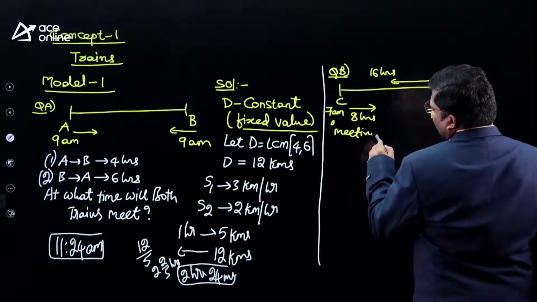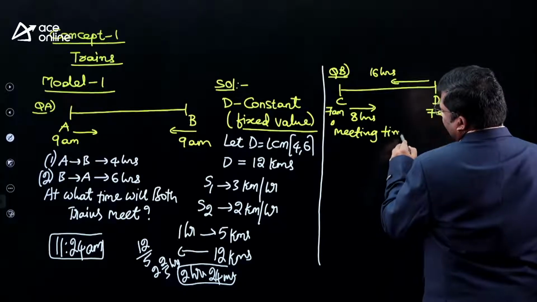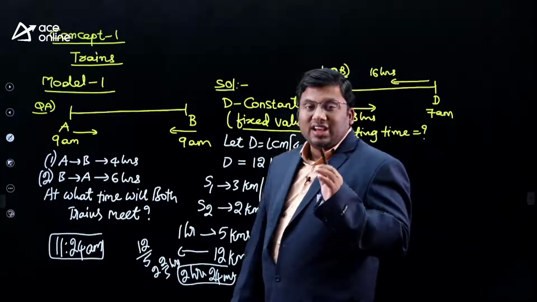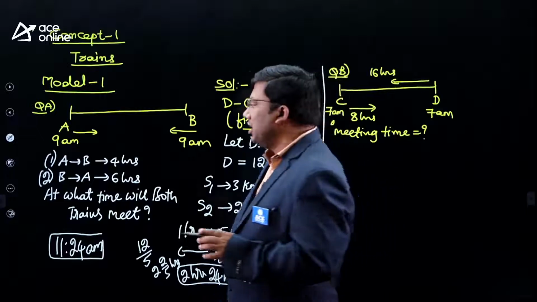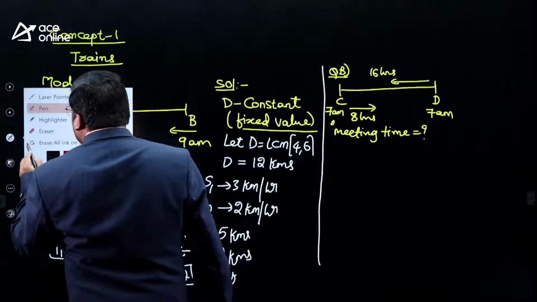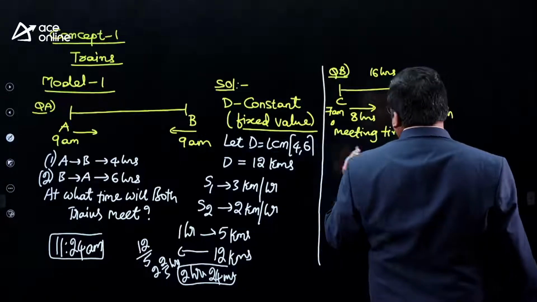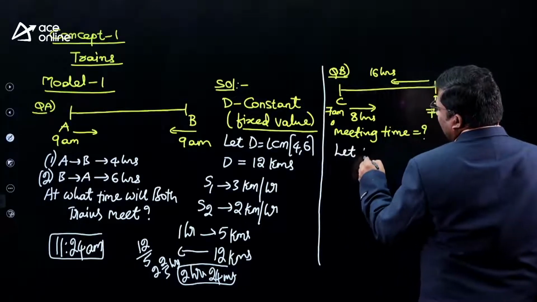Same model, right? Same model. Meeting time. This is the question. The first thing you should do is read the question and understand what is constant. Distance is constant. If distance is constant, what is given in the question?